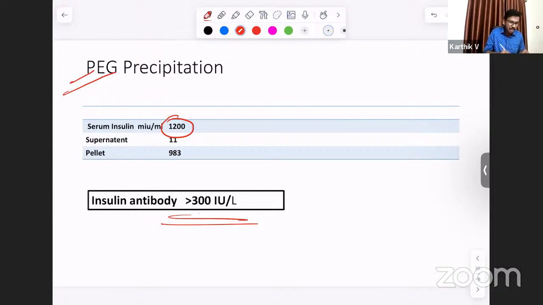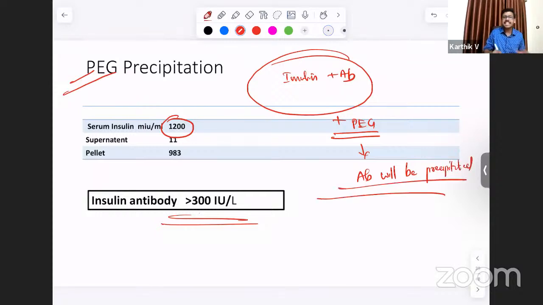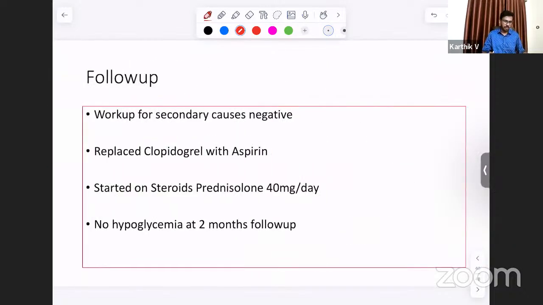So why is the serum insulin in thousands in this patient? It is because the insulin is bound to antibody, and this is being detected by the assay. When you add polyethylene glycol, the antibody will be precipitated. The details you don't need at this level. You just know that polyethylene glycol precipitation is done to confirm Hirata syndrome, and you can also do a serum insulin antibody test to confirm the diagnosis of Hirata syndrome. Right.